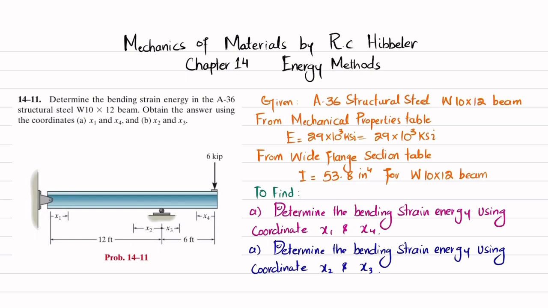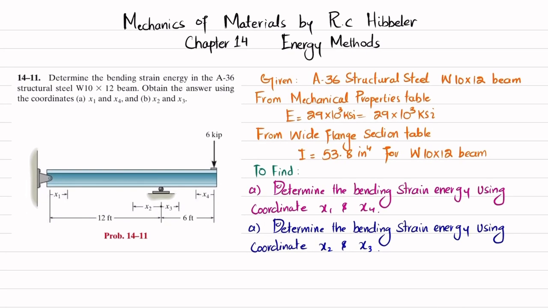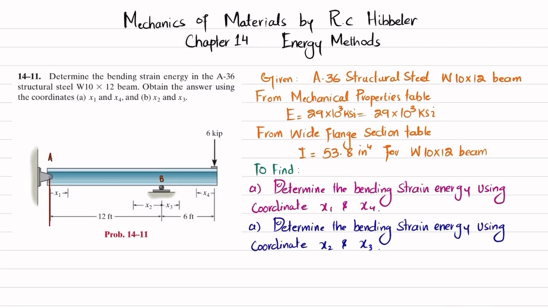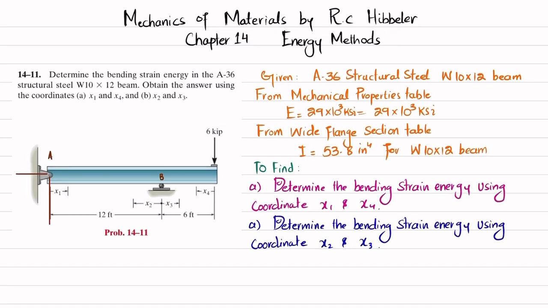So we have to determine the bending strain energy using x1 and x4, and x2 and x3. Let's start with the solution. The first step is to remove the pin support, so you will have reaction forces. Let this be point A and this be point B. There is a vertical reaction and a horizontal reaction. If you remove this roller support, you will have a reaction force that is upward, because the 6 kips is downward. Let this be RB, and the vertical reaction at A, RAY, will be downward, along with RAX. You will find RAX, RAY, and RB by using the equations of equilibrium.